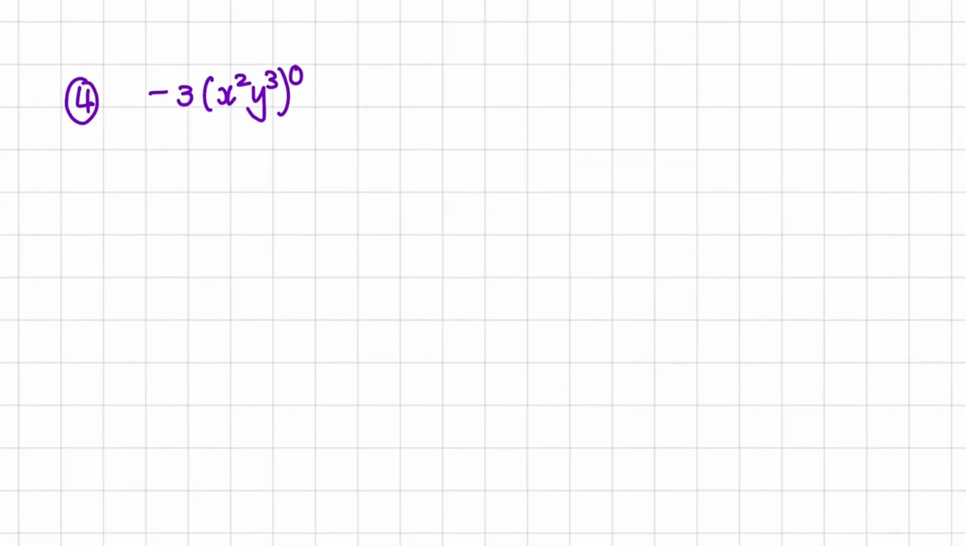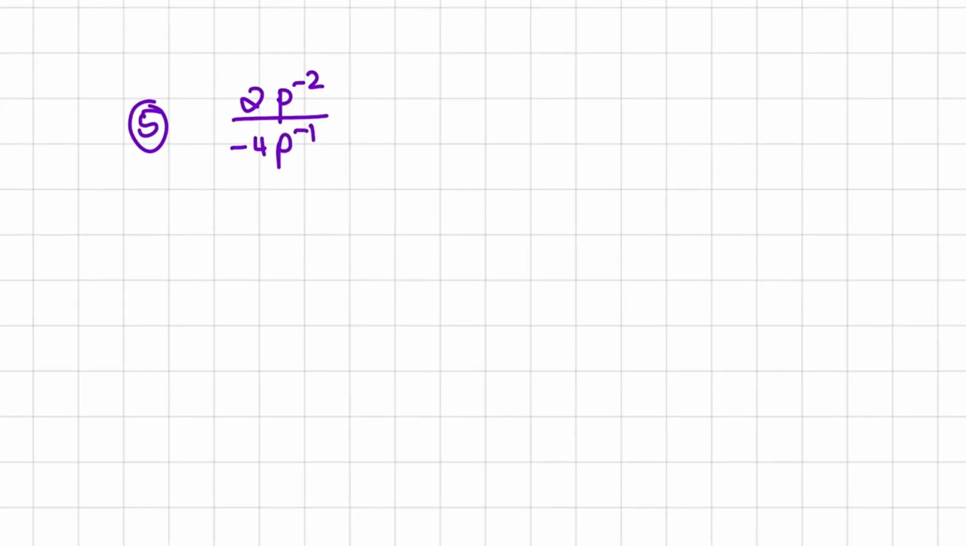In our fourth example, we have -3 multiplied with a bracket raised to the power of 0. Now what we know is that anything raised to the power of 0 is equal to 1. So the whole set of brackets would become 1, because everything on the inside of the bracket is raised to the power of 0, and that simply becomes 1. Then -3 times 1 is equal to -3.